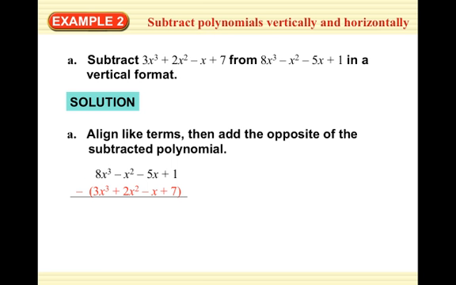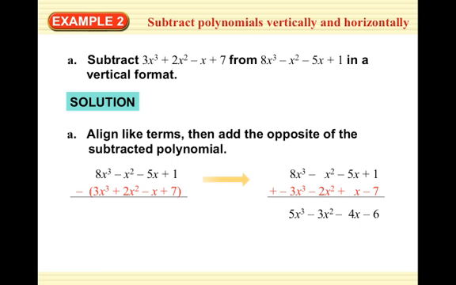You go ahead and align the like terms while it's still written as subtraction, but then the way the book refers to it is to add the opposite of the subtracted polynomial. I like to think of it kind of as distributing that negative, that minus. And so you're going to end up with the same values on top, so 8x cubed minus x squared minus 5x plus 1, but on the bottom, when we distribute that minus, or if you want to think of it as adding the opposite, whichever one, that's fine, you're going to get negative 3x cubed minus 2x squared plus x minus 7. All the signs change on the subtracted polynomial.